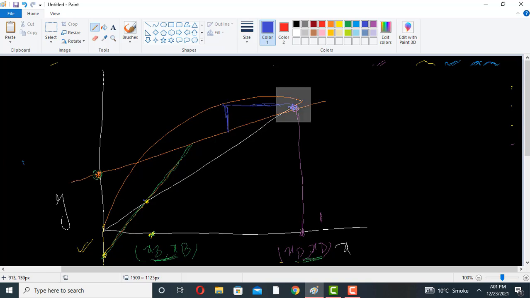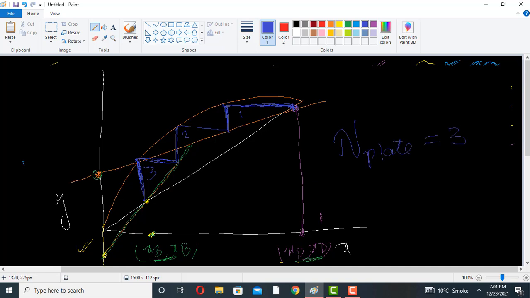going downward. So it's plate 1, plate 2, plate 3. So the number of plates is 3 from the McCabe Thiele method plus 1 reboiler. So this is the McCabe Thiele method. Thank you very much for your attention.